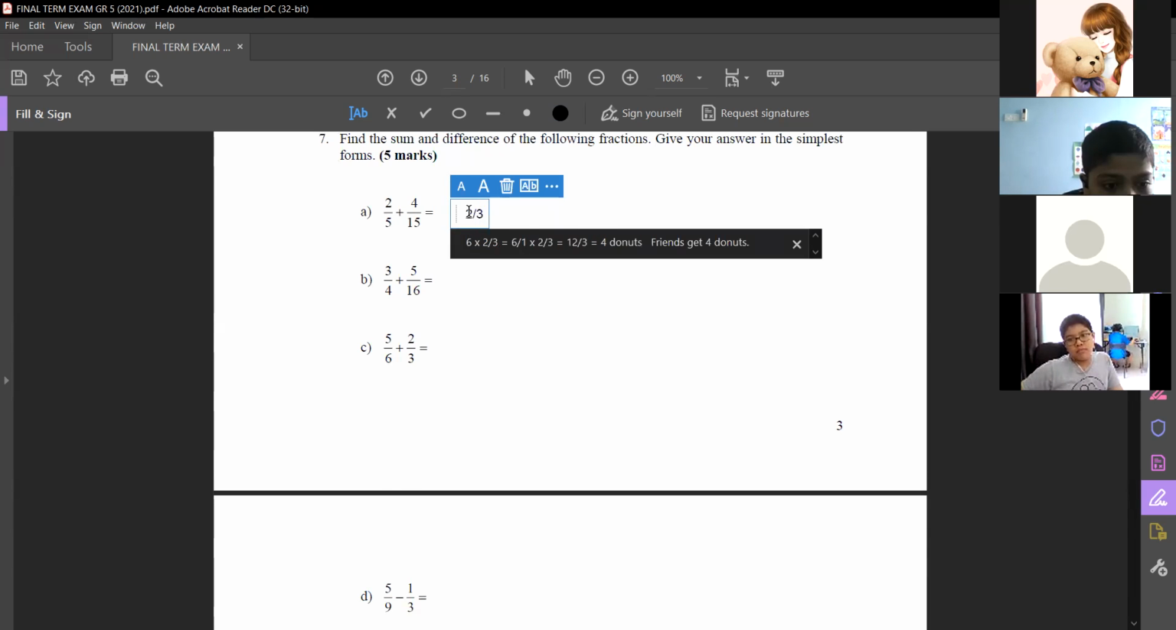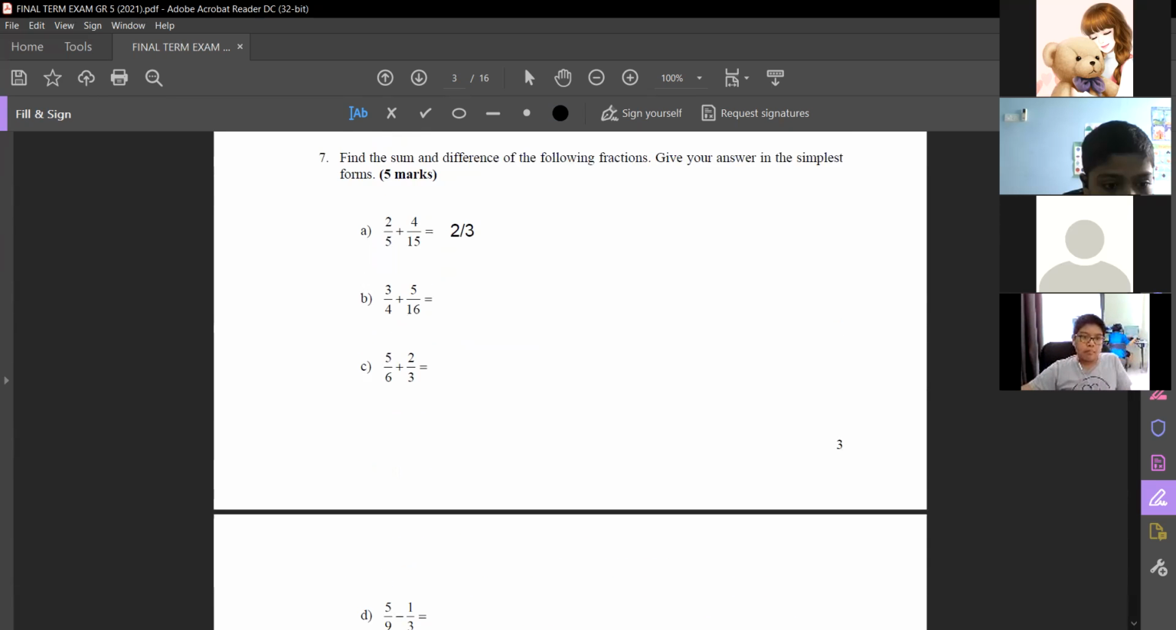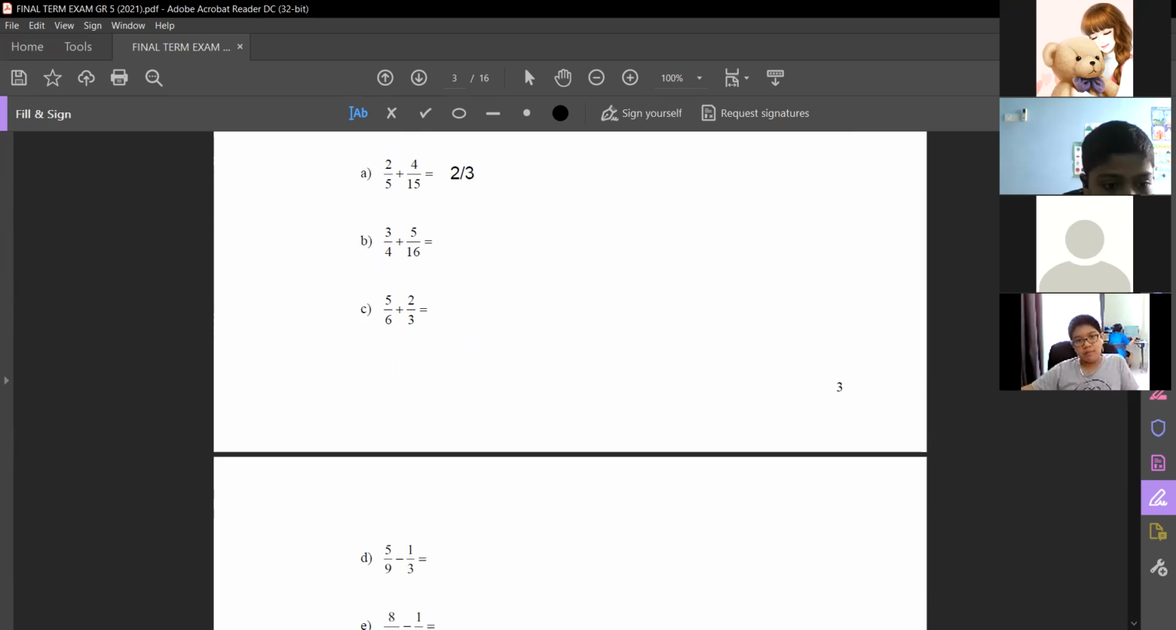2/3 is your final answer. The students who gave me 10/15 as the answer, it is wrong. How many marks will be deducted? Of course, 1 mark for one question. So 1 mark will be deducted even though your working is correct, because you didn't simplify. So I'll just deduct the mark.